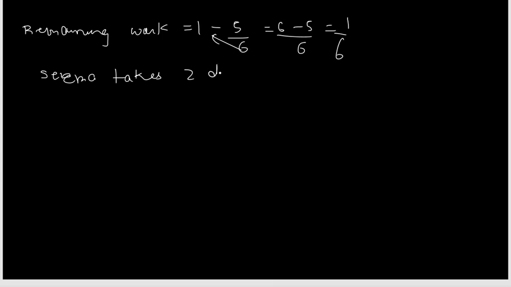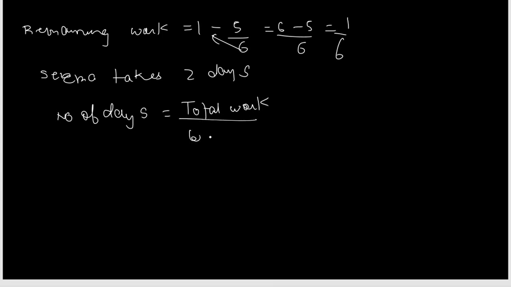Seema takes 2 days. So we have to find Seema's capacity. We cannot at this stage say that Seema's capacity is 1 by 2. No. Seema does the remaining work in 2 days. That means Seema doesn't do the whole work, Seema only does the remaining work. So to find Seema's capacity, we have to use this formula: number of days will be equal to total work upon work done in 1 day.